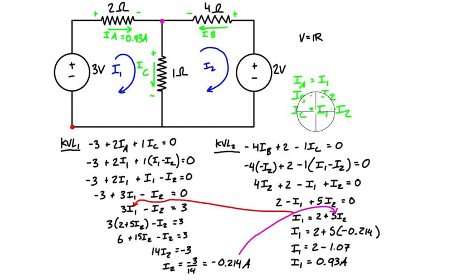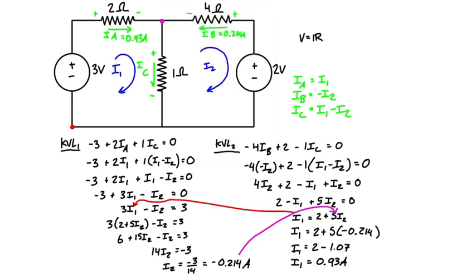IB is equal to negative I2. So I2 is negative 0.214, so the negative of that is just positive 0.214. So IB is equal to positive 0.214. And just notice that the negative sign just indicates it's going opposite the direction of I2, which was going the other way through this resistor.